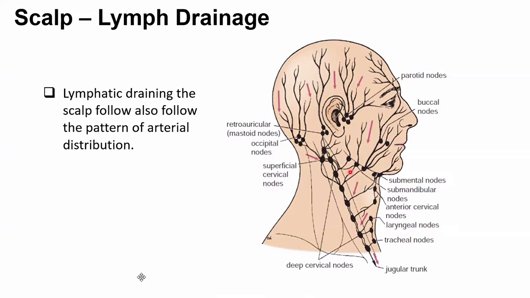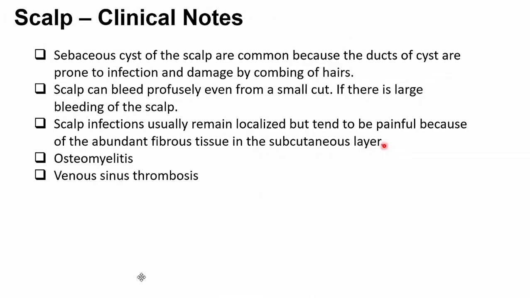And if you have identified that there are submental nodes, there is a mass below your mandible, this could be a lymph node. You can think of all kinds of possibilities here. So clinical, as I mentioned, if there's a mass at the scalp, you can think subcutaneous, the sebaceous cysts, because a lot of sebaceous glands are present in the scalp.